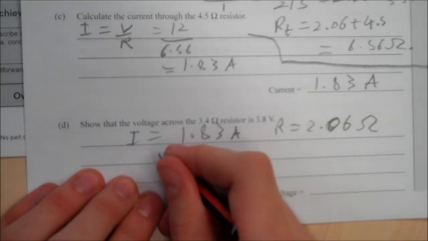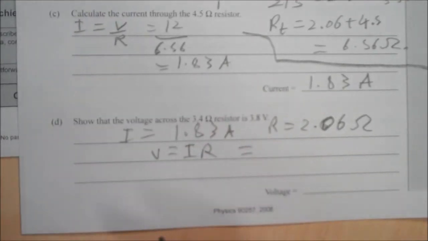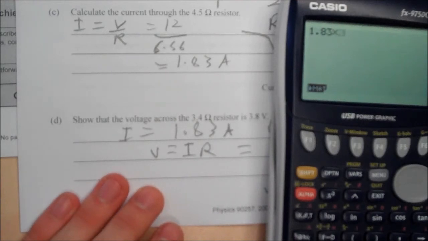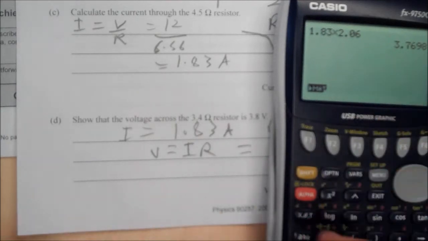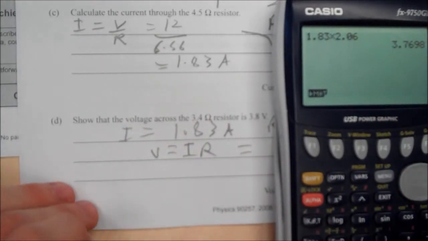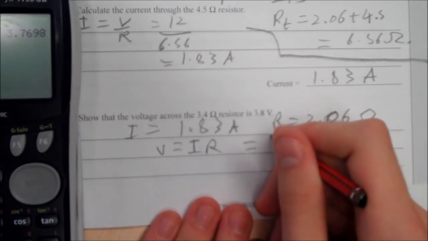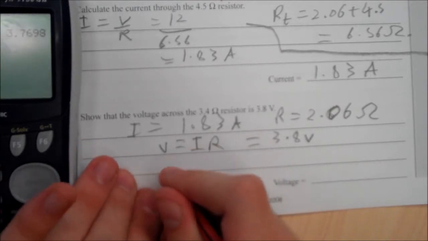So that means V is equal to I R, which is going to be 1.83 times 2.06. So that's going to give us, what should we round that to there? Well, 3.8, it tells us. So this is going to be 3.8 volts.